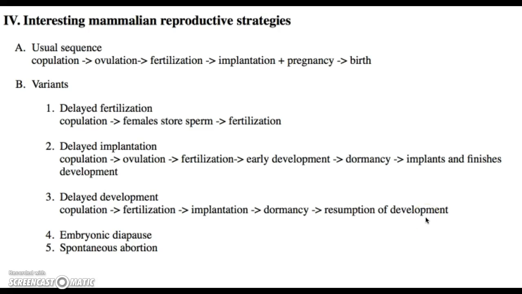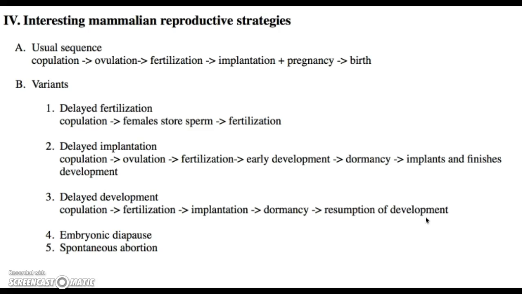The only mammals that we know of this happening in are bats. And as I said right at the beginning of the semester, anytime I ask you what kind of animal does something weird, you're almost always safe to say bats. Bats are the only ones that do delayed fertilization, and they're the only ones that do delayed development.